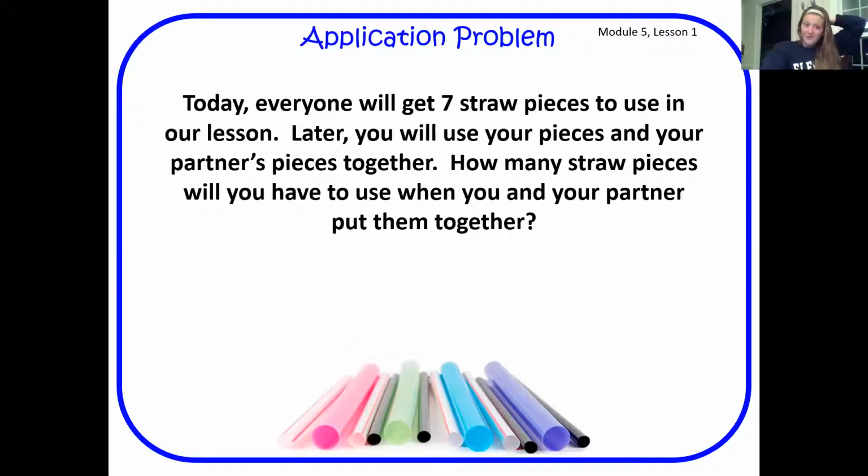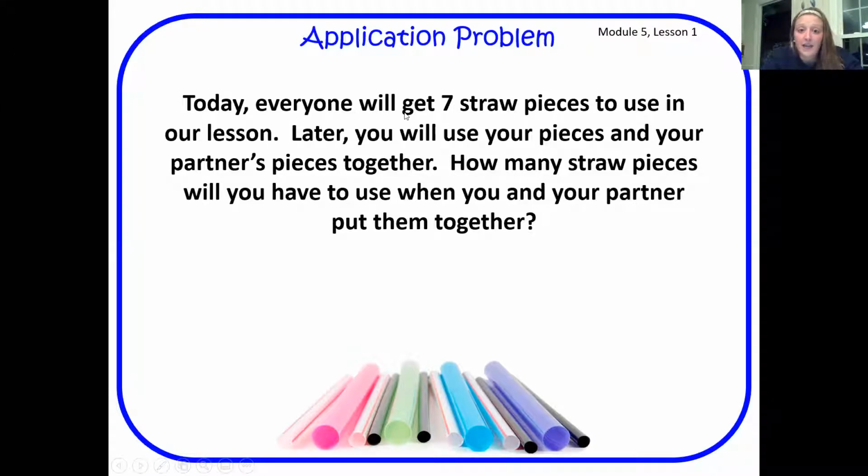I want you guys to think about, so I told you guys today we're going to be using straws, right? So this application problem that we're doing is directly related to the straws or whatever you're going to be using today. So I'm going to read it. The first time I read it, you listen. So listen as I read it.